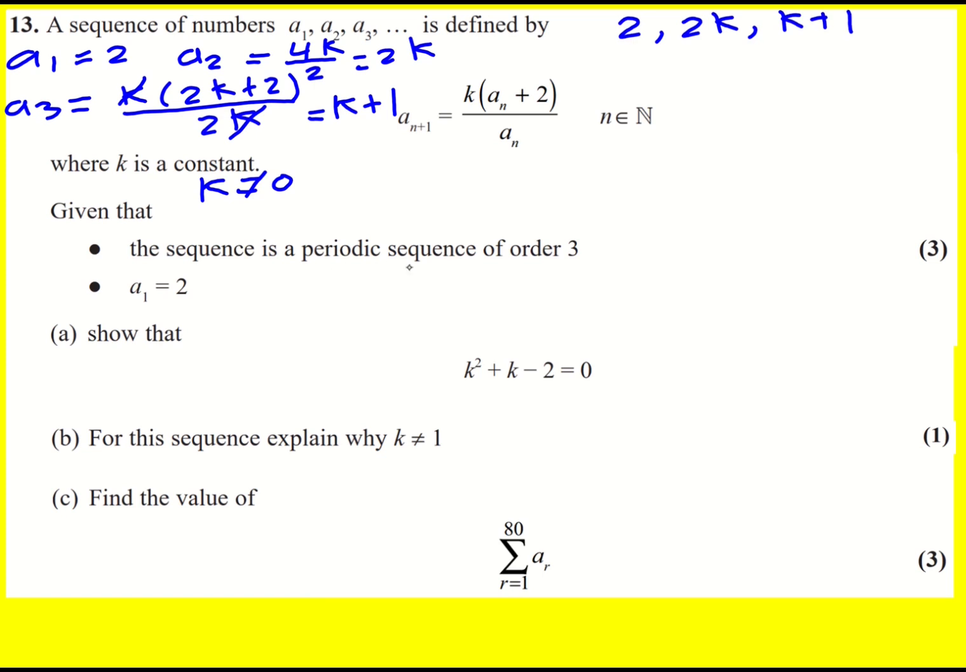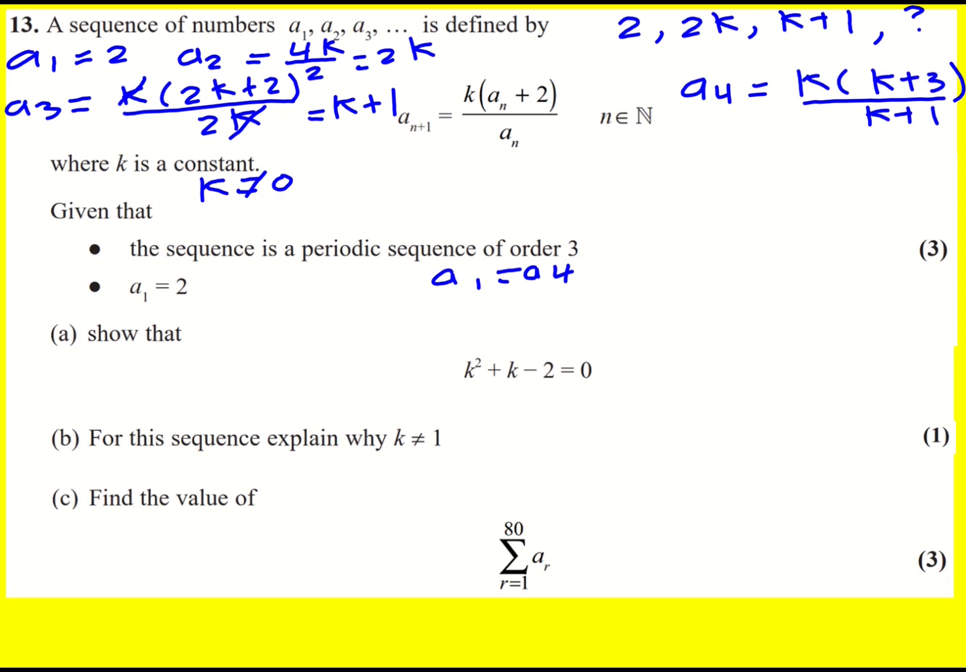Now remember, the sequence is periodic of order 3, which means the next one, whatever it is, should equal 2. But let's work it out in terms of K and then set it equal to 2. So essentially what I'm saying is we can say that A1 is equal to A4, but we've got to find out A4 in terms of K. So A4 is going to be K times K plus 1 plus 2, so that's K plus 3, over K plus 1. It doesn't cancel down nicely this time, but that's okay.